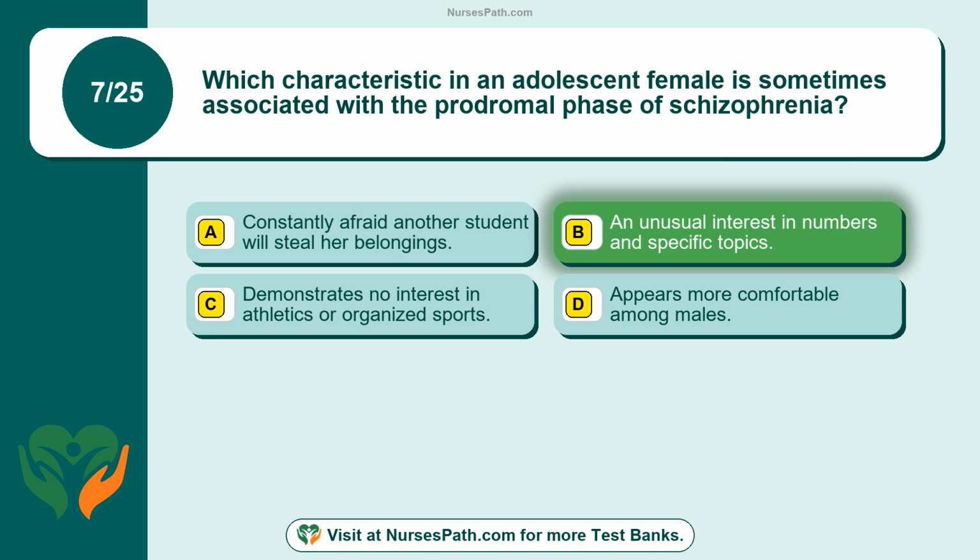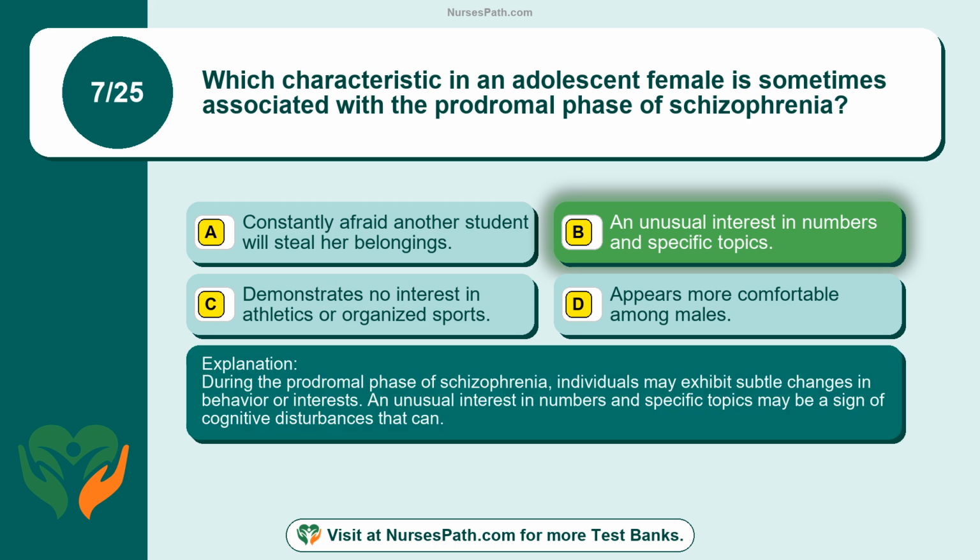An unusual interest in numbers and specific topics. During the prodromal phase of schizophrenia, individuals may exhibit subtle changes in behavior or interests. An unusual interest in numbers and specific topics may be a sign of cognitive disturbances that can.